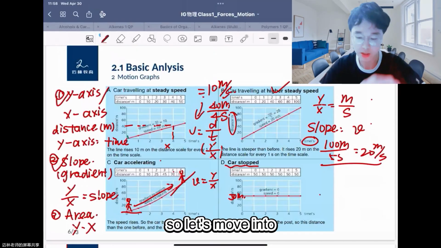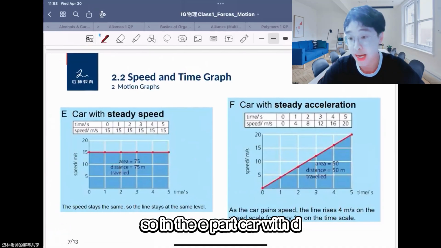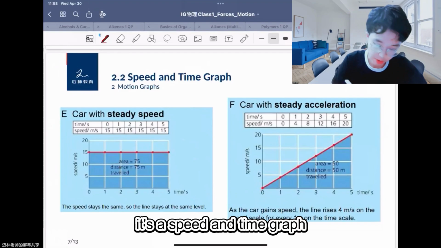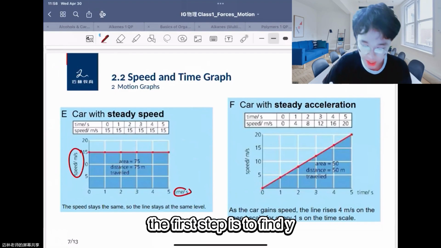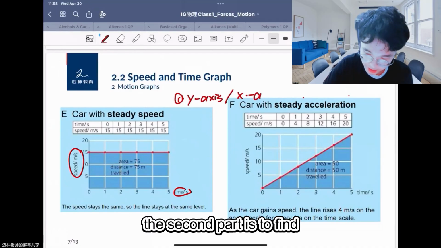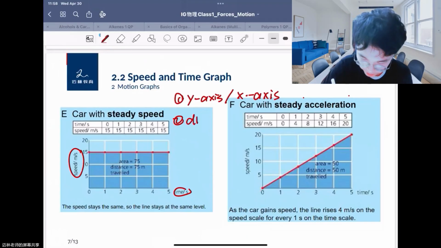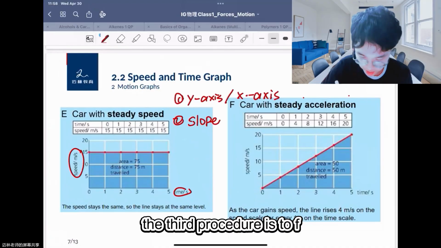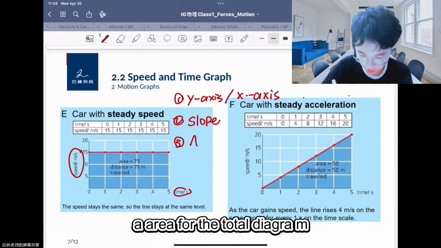Okay, so let's move into the E part and F part. In the E part, car with steady speed. So here you can find it's a speed and time graph, right? So we also use our three steps. The first step is to find the y-axis and x-axis. The second step is to find the slope, right? The third procedure is to find the area for the total diagram.